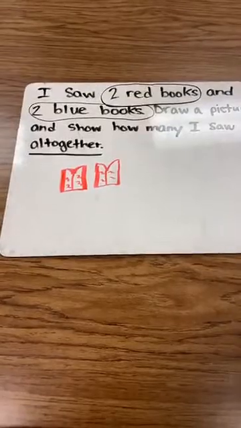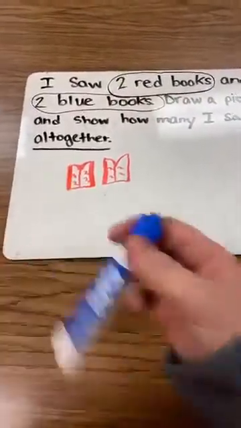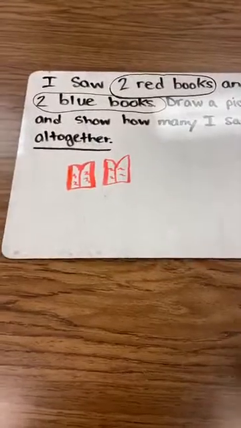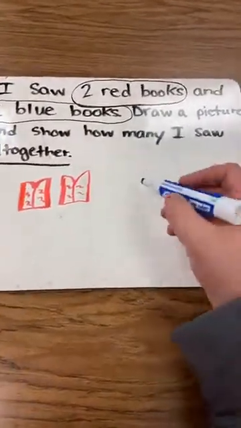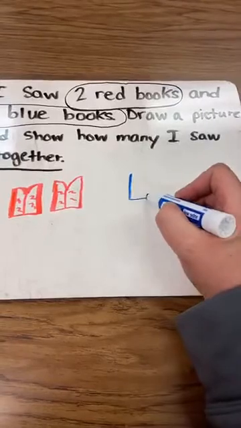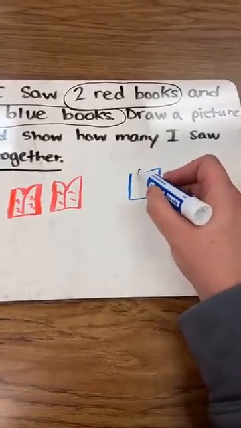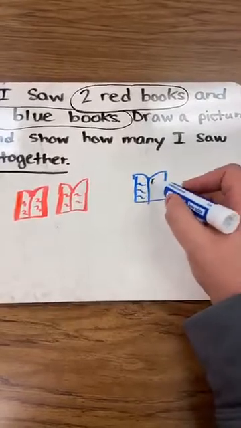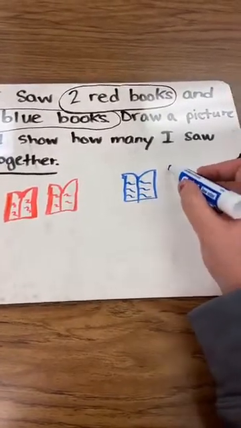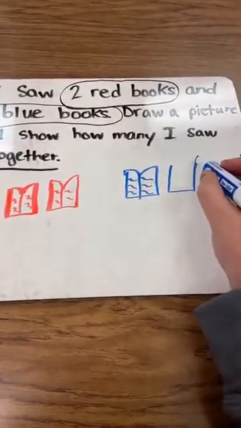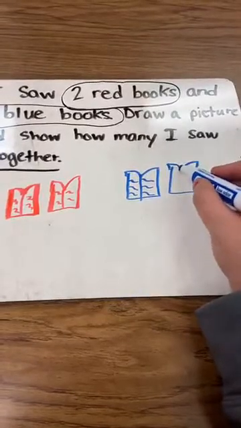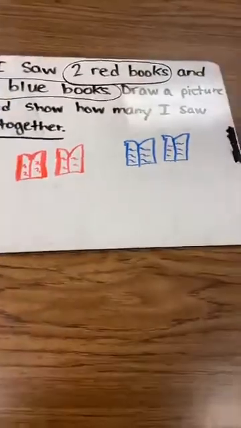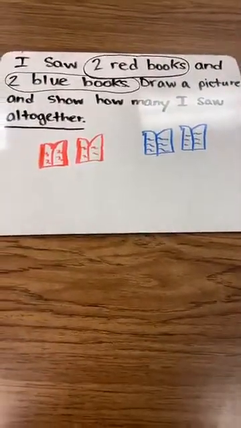Now, I want to know how many blue books I saw. So I'm going to use my blue marker. How many blue books did I see? You're right, I saw 2. So I'm going to draw 2 blue books now, because it says to draw the picture. So here's my blue books. There's 1. And there's 2. There's 2 blue books.